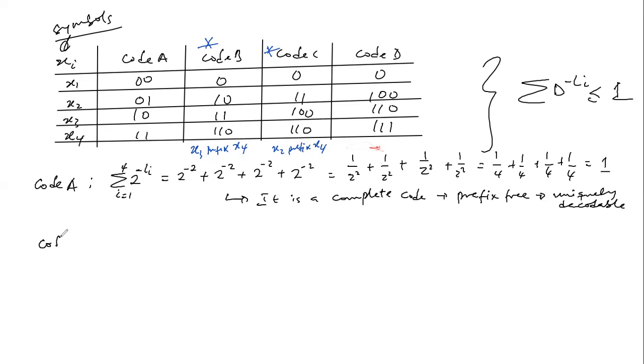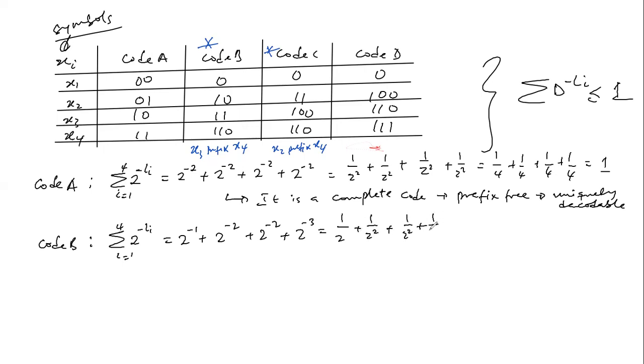Now, let us look at code B. So by invoking the Kraft-McMillan inequality, sum over i from 1 to 4 of 2 to the power of minus l sub i, then the code length here is 1, that's 2 to the power of minus 1, plus 2 to the power of minus 2. We have 2 bits, plus 2 to the power of minus 2. Then the third symbol here has 3 bits, 2 to the power of minus 3. So this is going to give us 1 over 2 plus 1 over 2 to the power of 2 plus 1 over 2 to the power of 2 plus 1 over 2 to the power of 3. That's 1 over 2 plus 1 over 4 plus 1 over 4 plus 1 over 8. So this is going to give us 1 and 1 over 8, and this is greater than 1. Now, since the sum exceeds 1, the inequality is violated. So this code, going by the interpretation of the Kraft-McMillan inequality, is not valid.